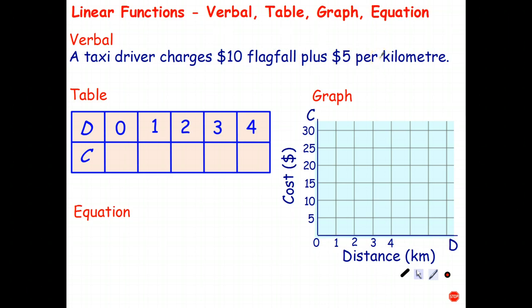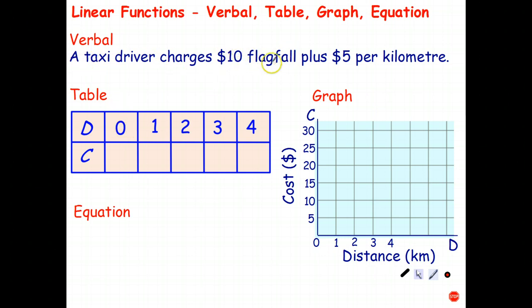Well, if we let distance be the distance that is driven and C be the total cost, then let's just fill in this table just based on what this problem actually tells us. So let's say that the taxi driver turns up but doesn't actually go anywhere. So you get into the cab and then you hop out again. Well, in theory at least, he can charge you $10.